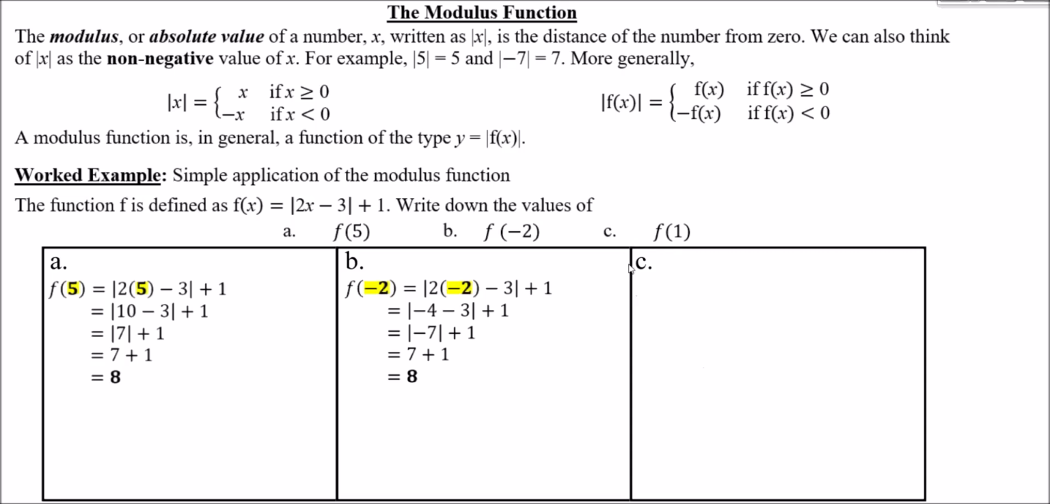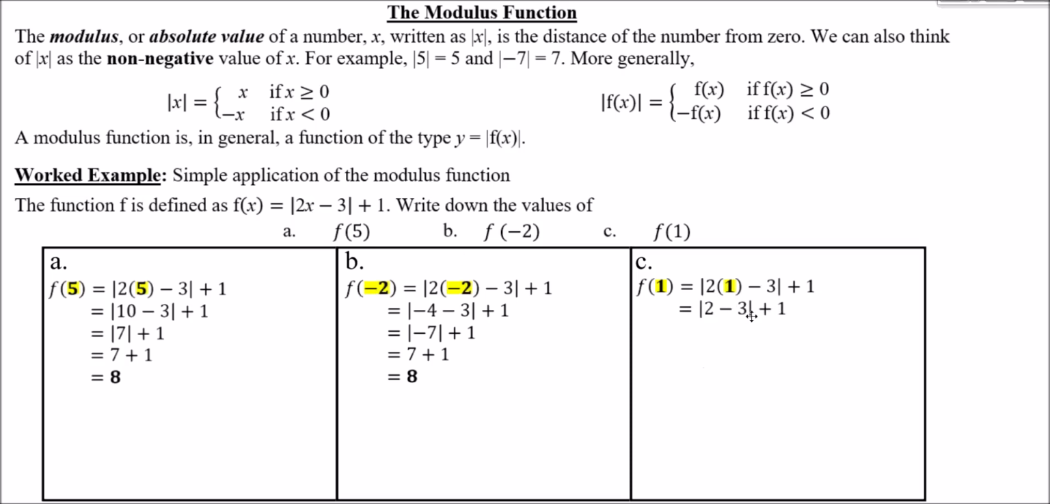You might be able to do this one yourself. If so, try it now, then play the video when you're ready to see it. In any case, f of 1 will be 2 lots of 1, because now x is 1. 2 times 1, minus 3, all modded, plus 1. 2 times 1 is 2, minus 3, plus 1.